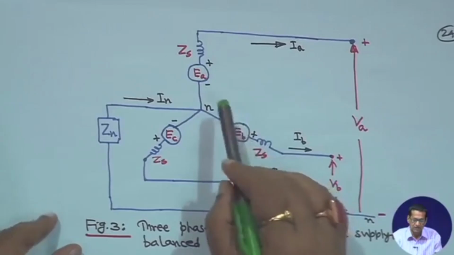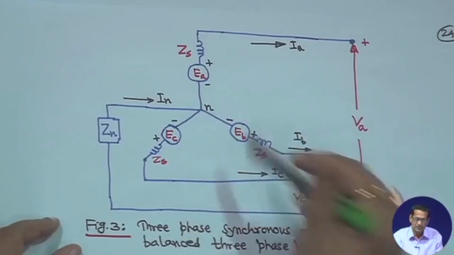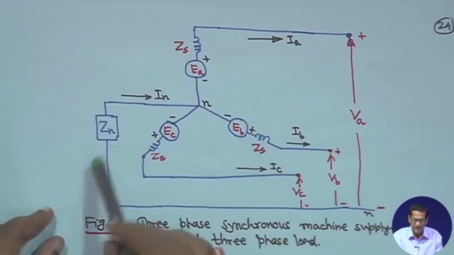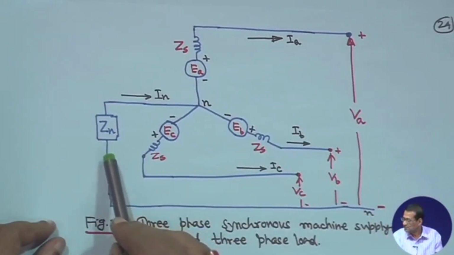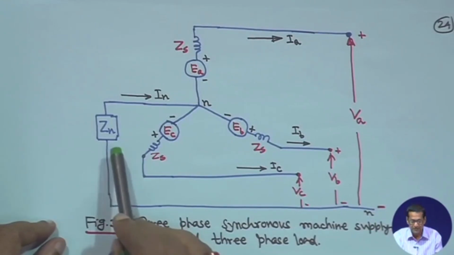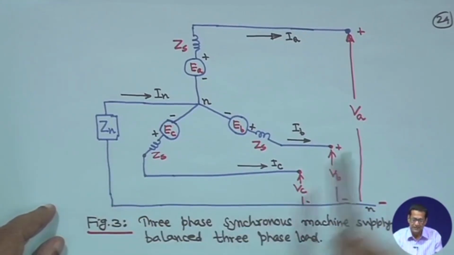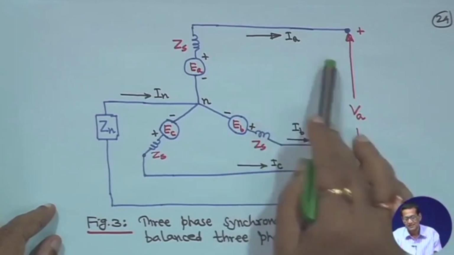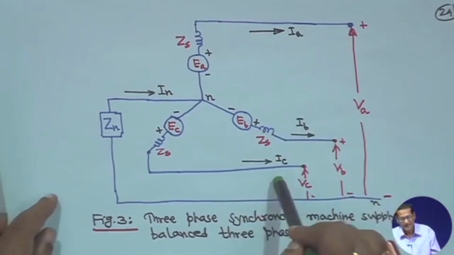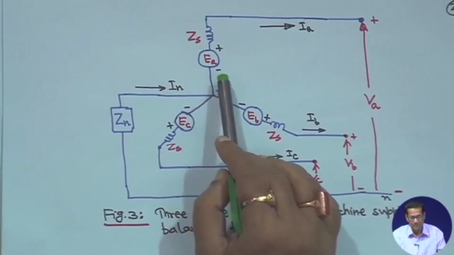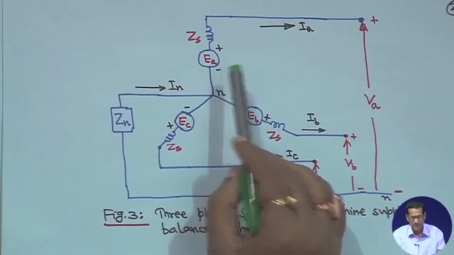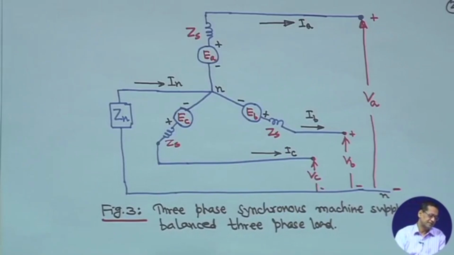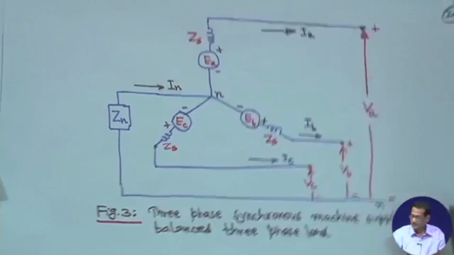So, this is your synchronous machine, where ZS is the given reactance of the machine, and the neutral is grounded through that impedance Zn. This is the phase voltage VA, VB and VC, and the currents are IA, IB and IC, and their magnitudes are the same, it is balanced. The EMFs EA, EB, EC are separated by 120 degrees.